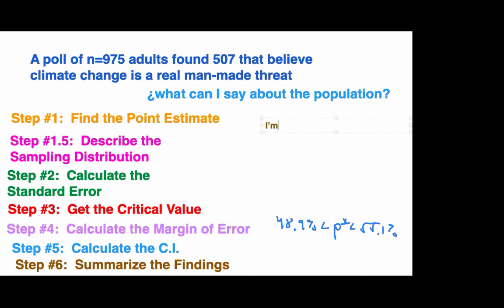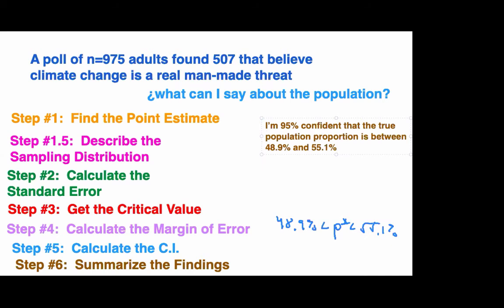so I'm 95% confident that the true population proportion is between 48.9% and 55.1%. So that's essentially my claim.